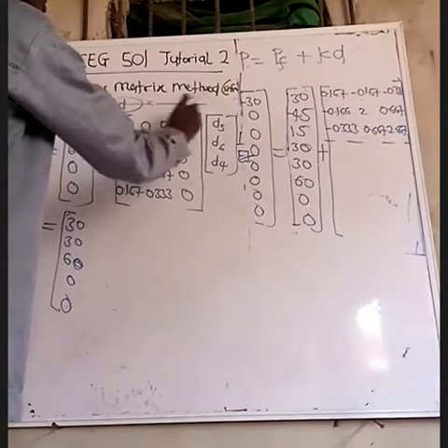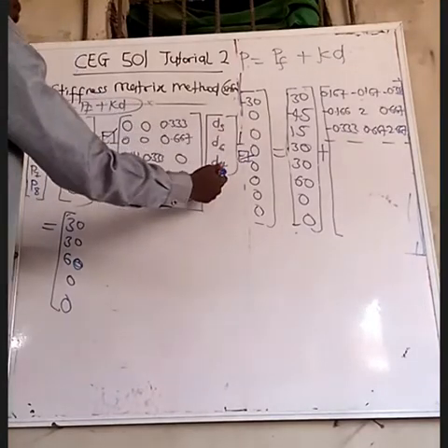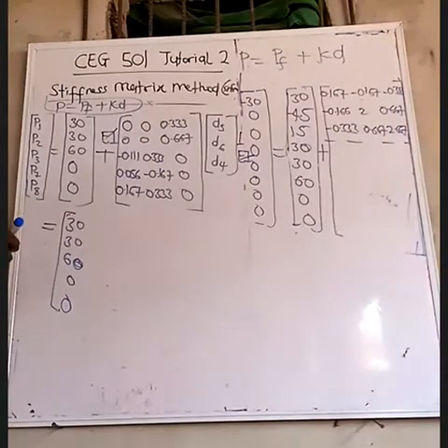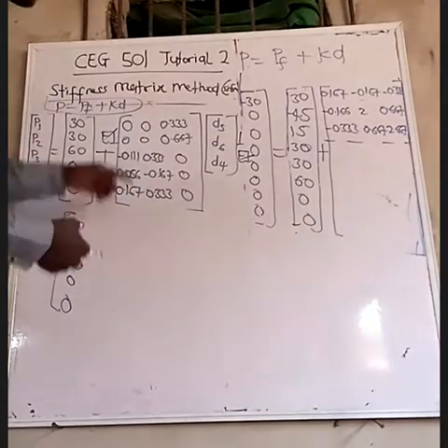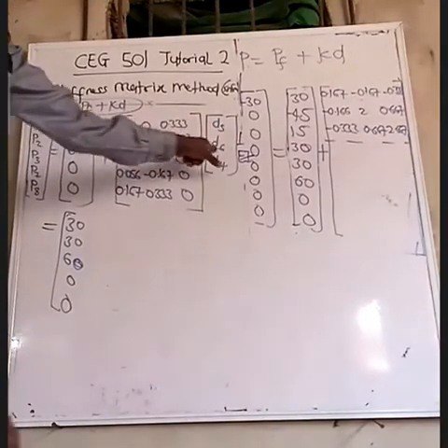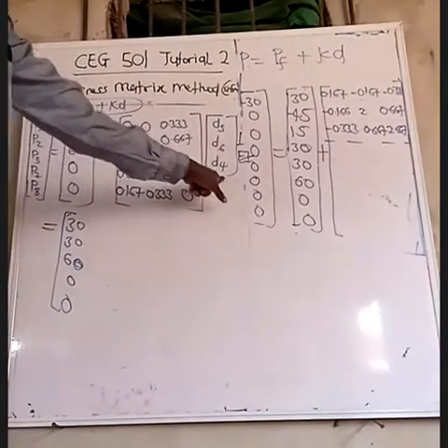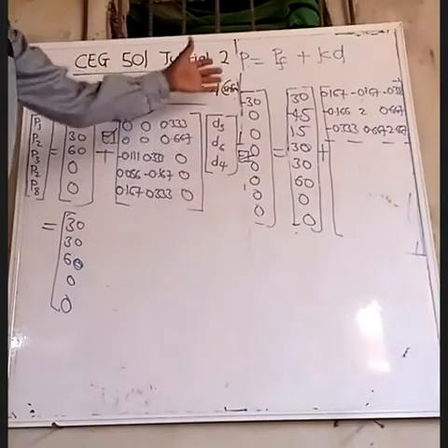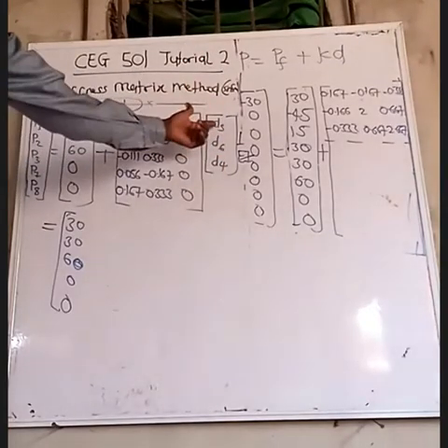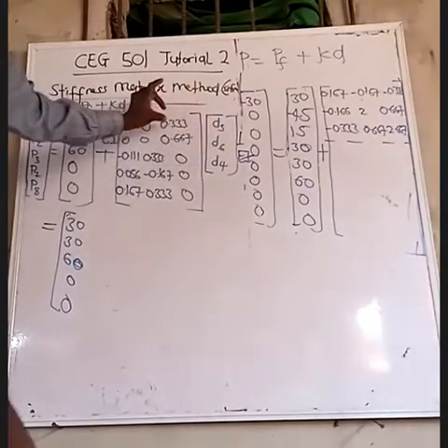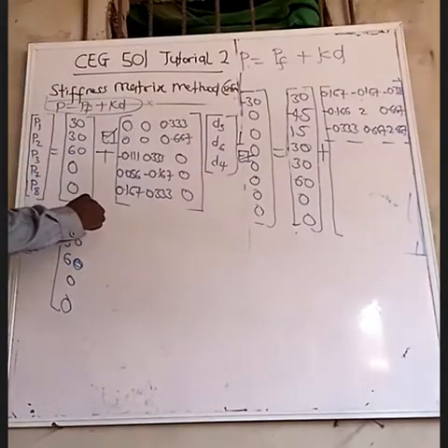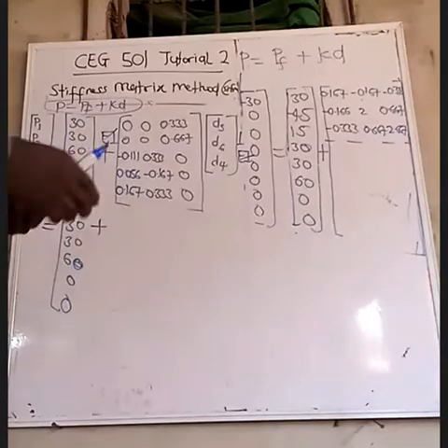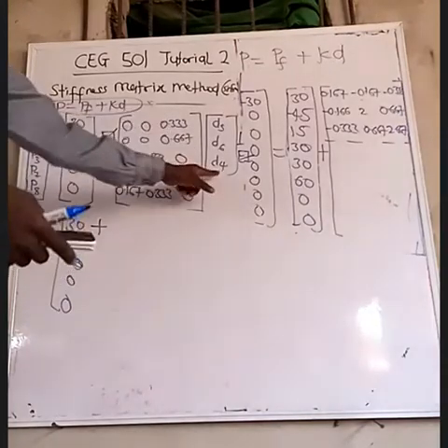So this one is going to be what? Let me just multiply it straight. Please follow me. What you are doing is 0 times D5, 0 times D6, 0.33 times D4. You add them together. Of course, 0 will make this one 0. So we have 0.33 times D4. So that's plus 0.33 times D4.